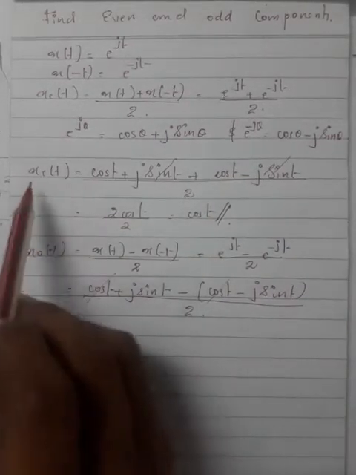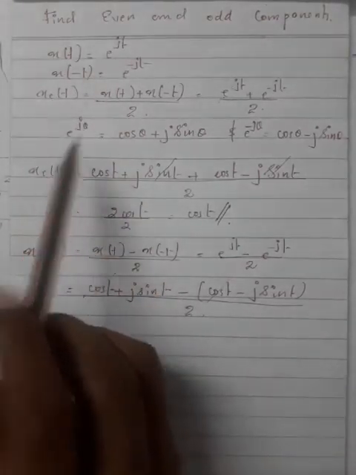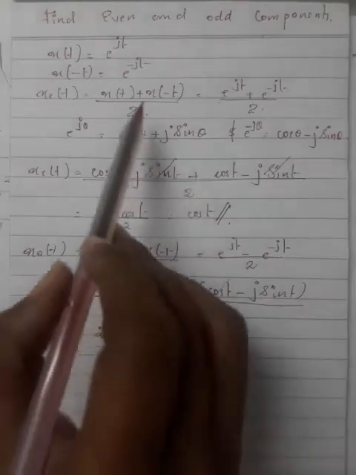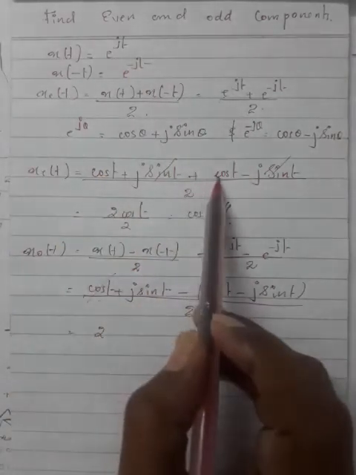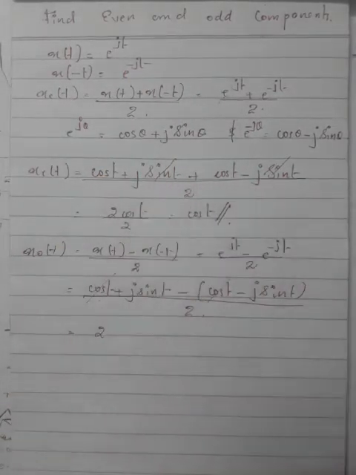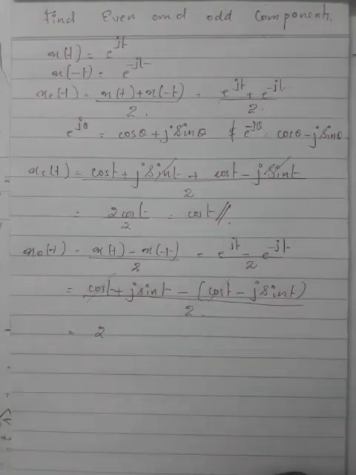Then x even of t is equal to e raised to jt, which can be written as cos t plus j sin t, plus x of minus t, which can be written as e raised to minus jt, which is equal to cos t minus j sin t, all divided by 2. Then these will cancel out and the result will be cos t.